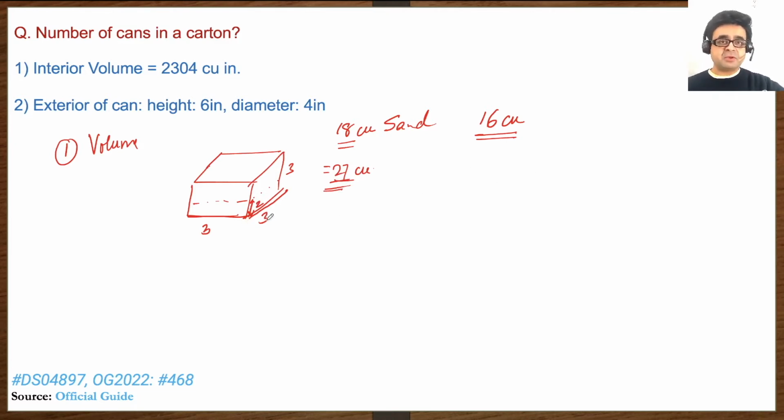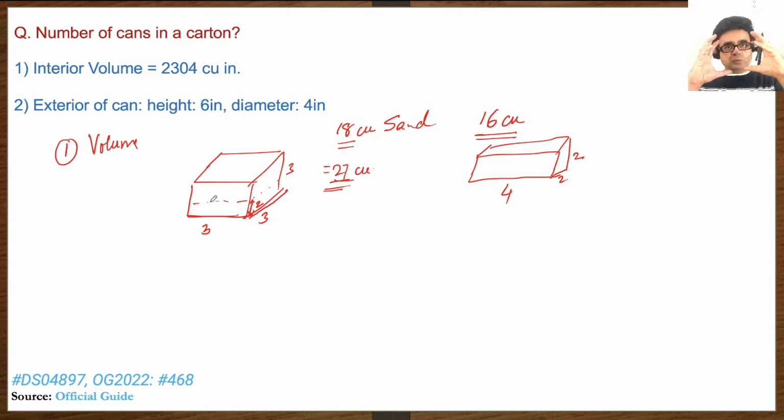And I'll give you an example why. Let's say the can is actually in the shape of a cuboid of dimension 4 by 2 by 2, right? So this is 4 multiplied by 2, 8, multiplied by 2, 16. So it is 16 cubic feet. However, when you try to fit this into this cube, it will never fit because one of the sides is 4, which is always greater than 3.